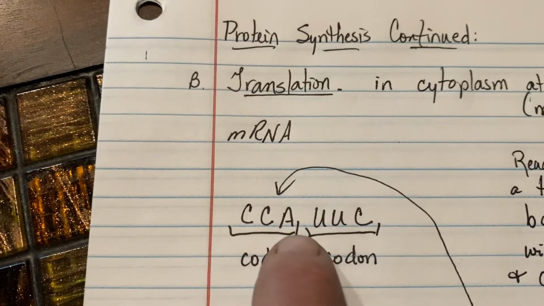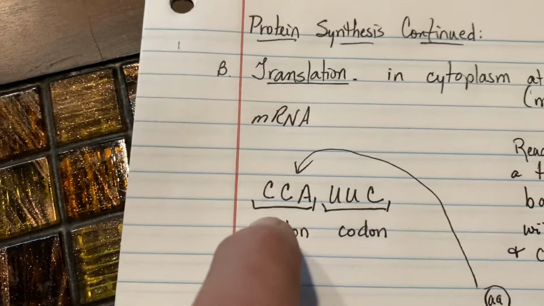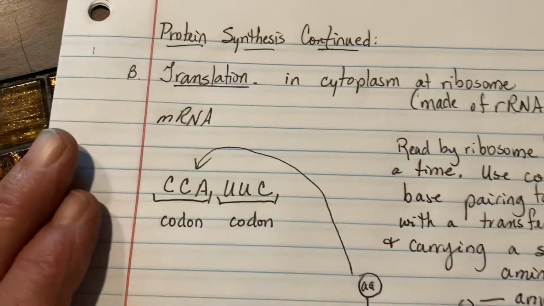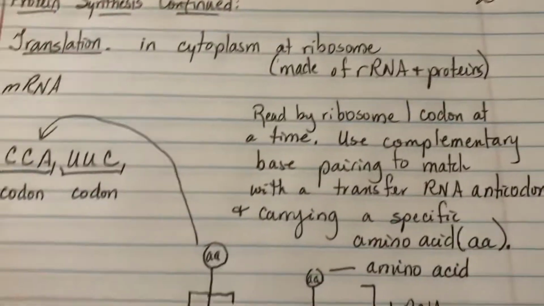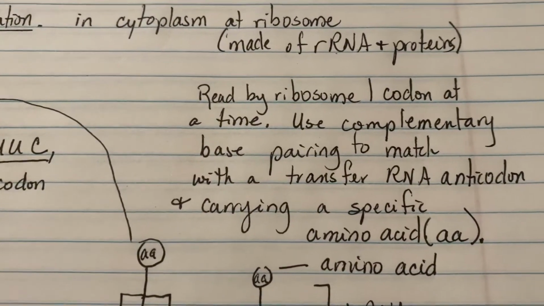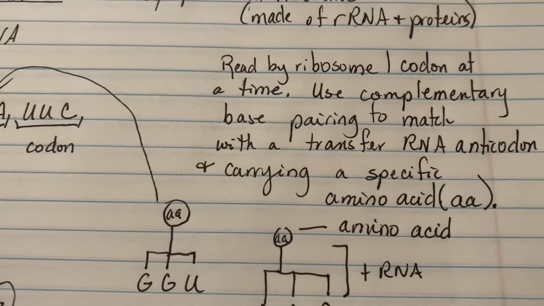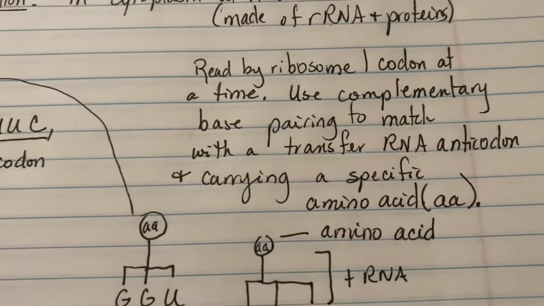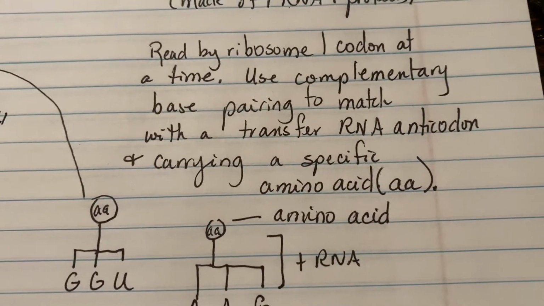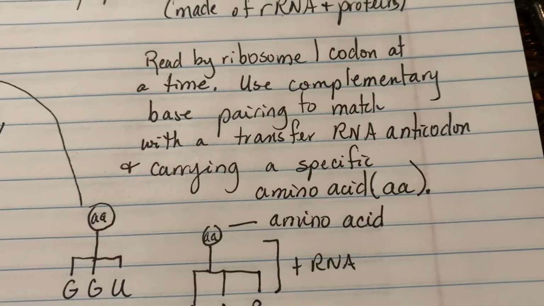It's divided into segments of 3 nucleotides. These are called codons. Codon 1, codon 2, codon 1000, however many we have. Now, the ribosome can read the messenger RNA one codon at a time. It's going to use complementary base pairing to match that codon with a transfer RNA anticodon. It's also carrying a specific amino acid.